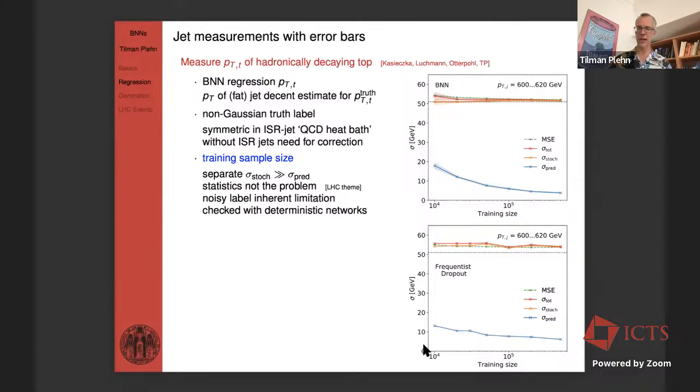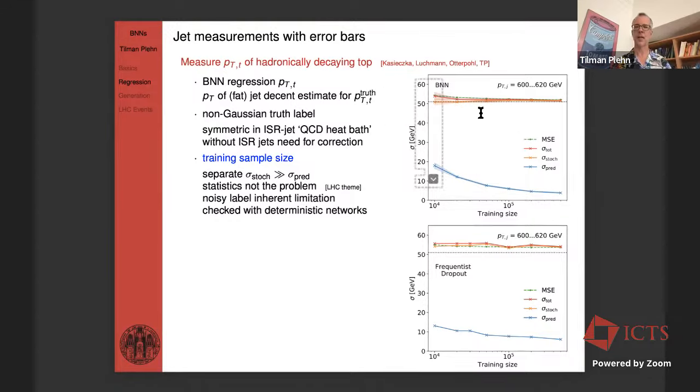But before we do that, let's look at the two uncertainties, the training size, sigma predictive, and the systematic or stochastic uncertainty, sigma stoch. Remember, in quadrature, they add to the full uncertainty. Now, what we did here in the old days is we looked at the uncertainties as a function of the size of the training sample.